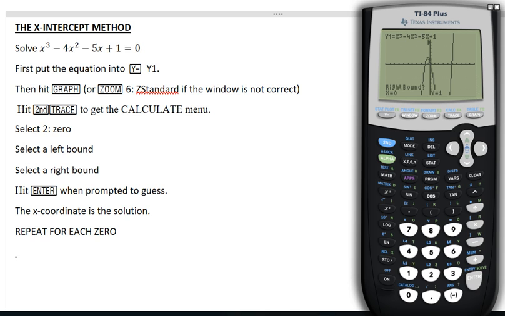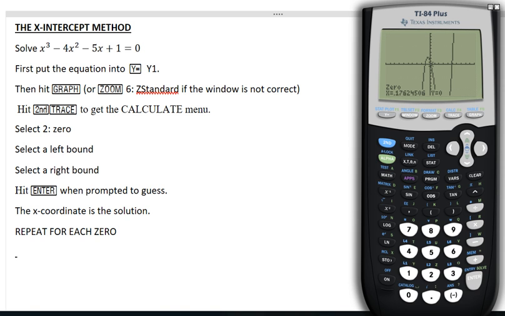And then I'm going to go to the right, go past the point. And I'm past the point. Notice that my left bound was in the positives and my right bound is now in the negatives. That's going to happen each time. One of them is going to be positive and one's going to be negative. Last time my left bound was negative and my right bound was positive. This time it's switched. So I hit enter, enter for guess.